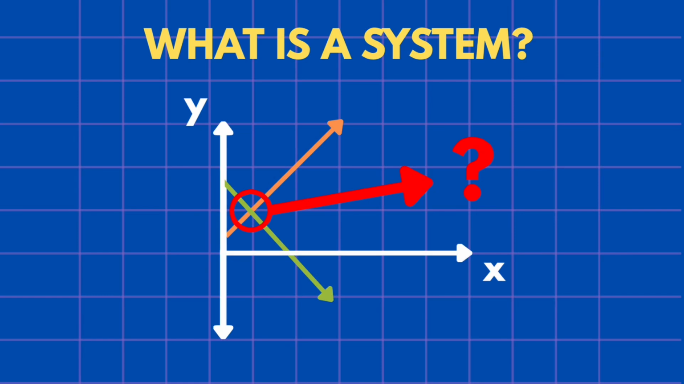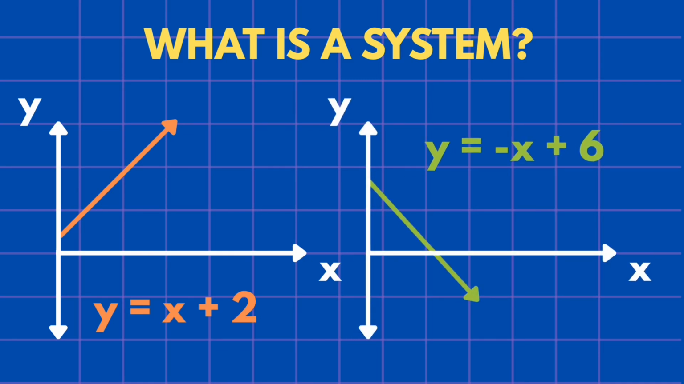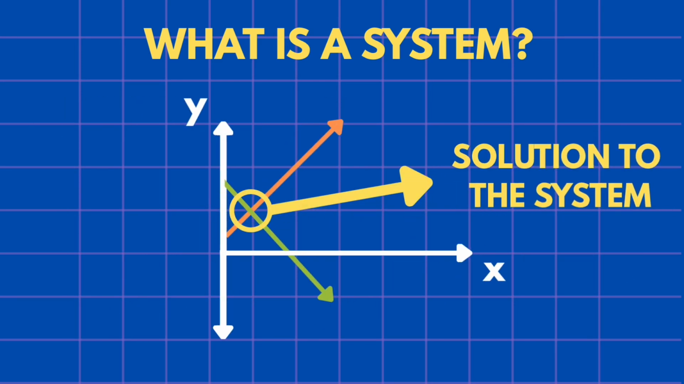Why does the intersection matter? This is one of the biggest ideas in algebra. Every point on the first line makes the first equation true. Every point on the second line makes the second equation true. But there's usually only one point that makes both equations true. That point is called the solution to the system. This isn't just where the lines cross on a graph. It's also the ordered pair that solves both equations.